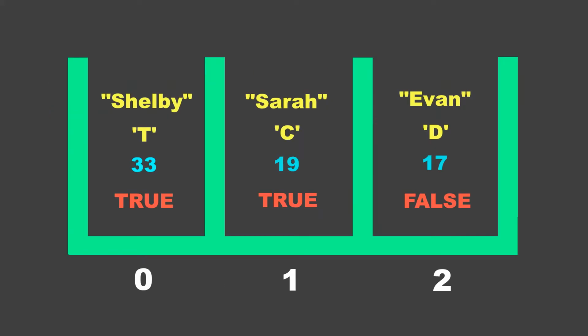Next up we got an array of objects. So we got the first object at position 0, we got Shelby T, who's 33 and can vote. We got Sarah C, who's 19 and can vote, and we got Evan D, who's 17 and cannot vote.